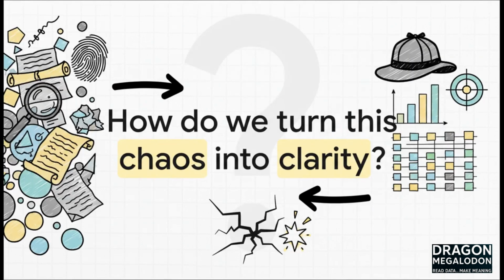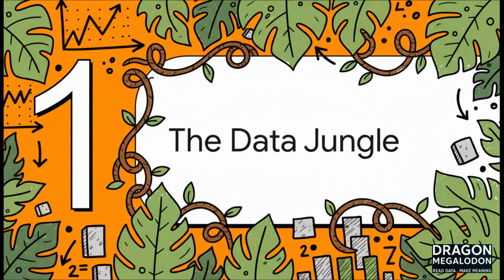So that's the big question, isn't it? How do we take this pile of clues and find the hidden patterns, the story that's buried in there? Well, it's time to get to work, because we are about to crack this case wide open. First things first, we've got to venture into what I call the data jungle. This is where we learn how to navigate all that raw, messy information and start to get it organized so we can actually do something useful with it.